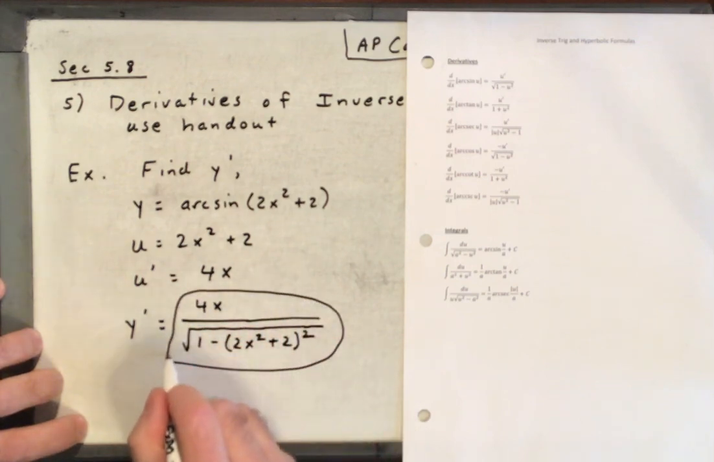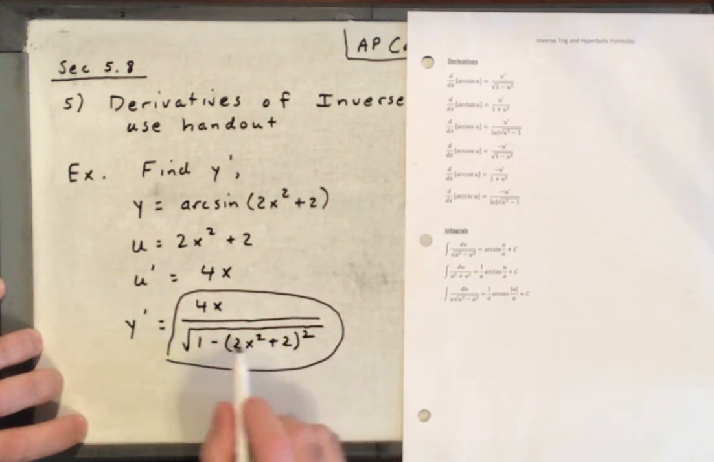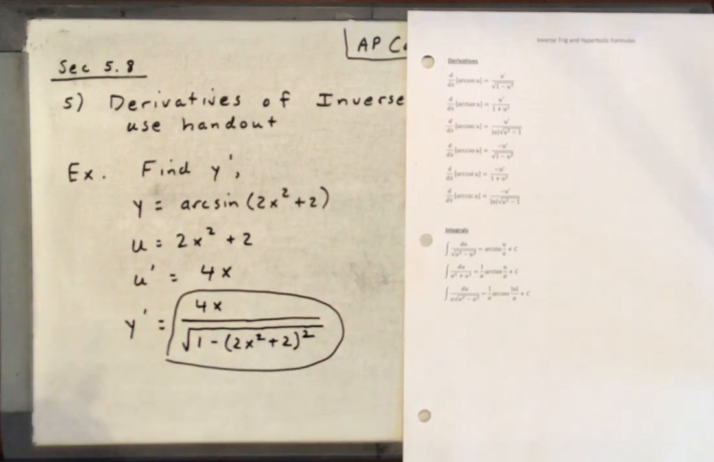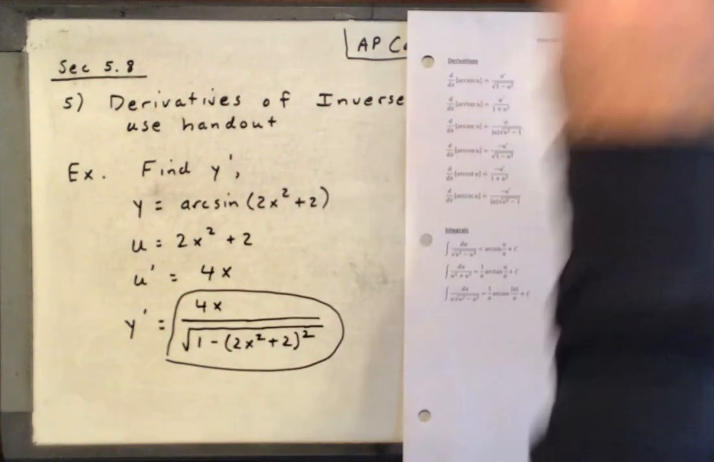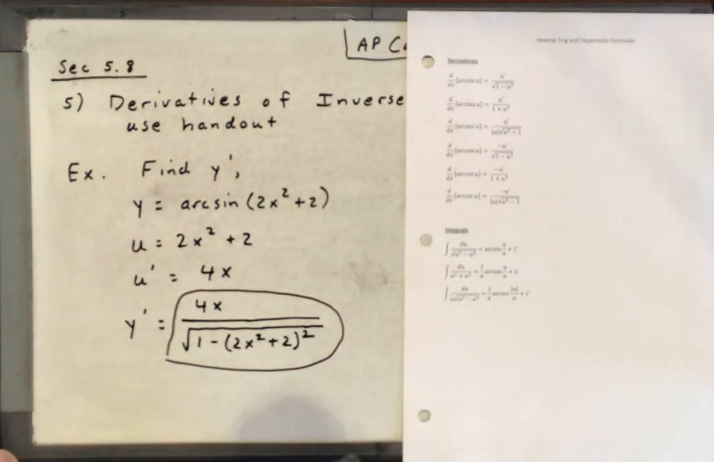You do not have to FOIL that out and simplify it. The back of the book would probably do that. Just leave it like that. You're good to go. Let's do one more of these, and that'll complete this video.